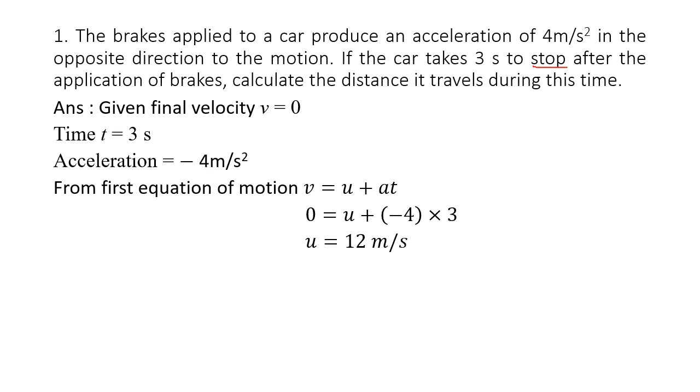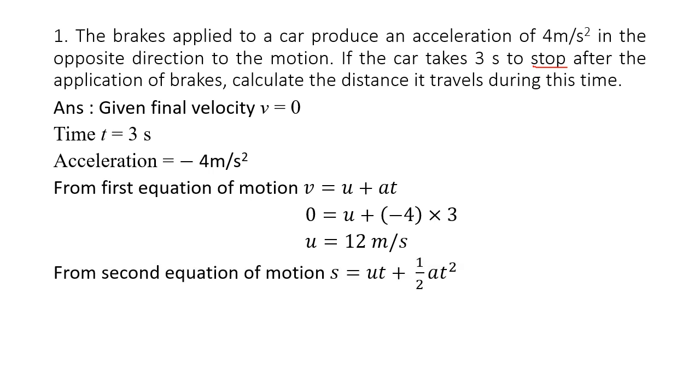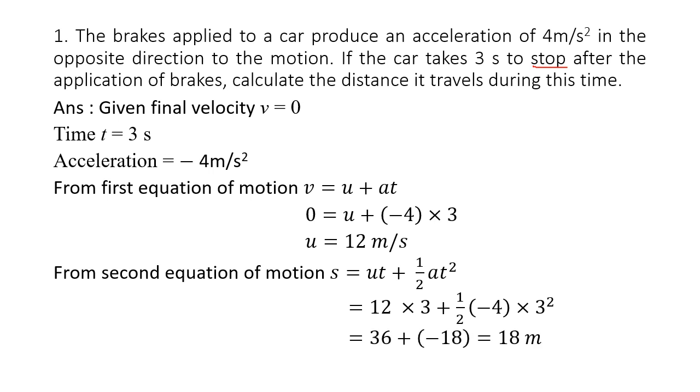Now before the car can stop, how much is the distance traveled? So the formula is s equal to ut plus half at square. Now we know the u, we know the t, we know the a. So putting down the values, we get 12 into 3 plus half into minus 4 into 3 square, 36 plus minus 18, or 18 meter.